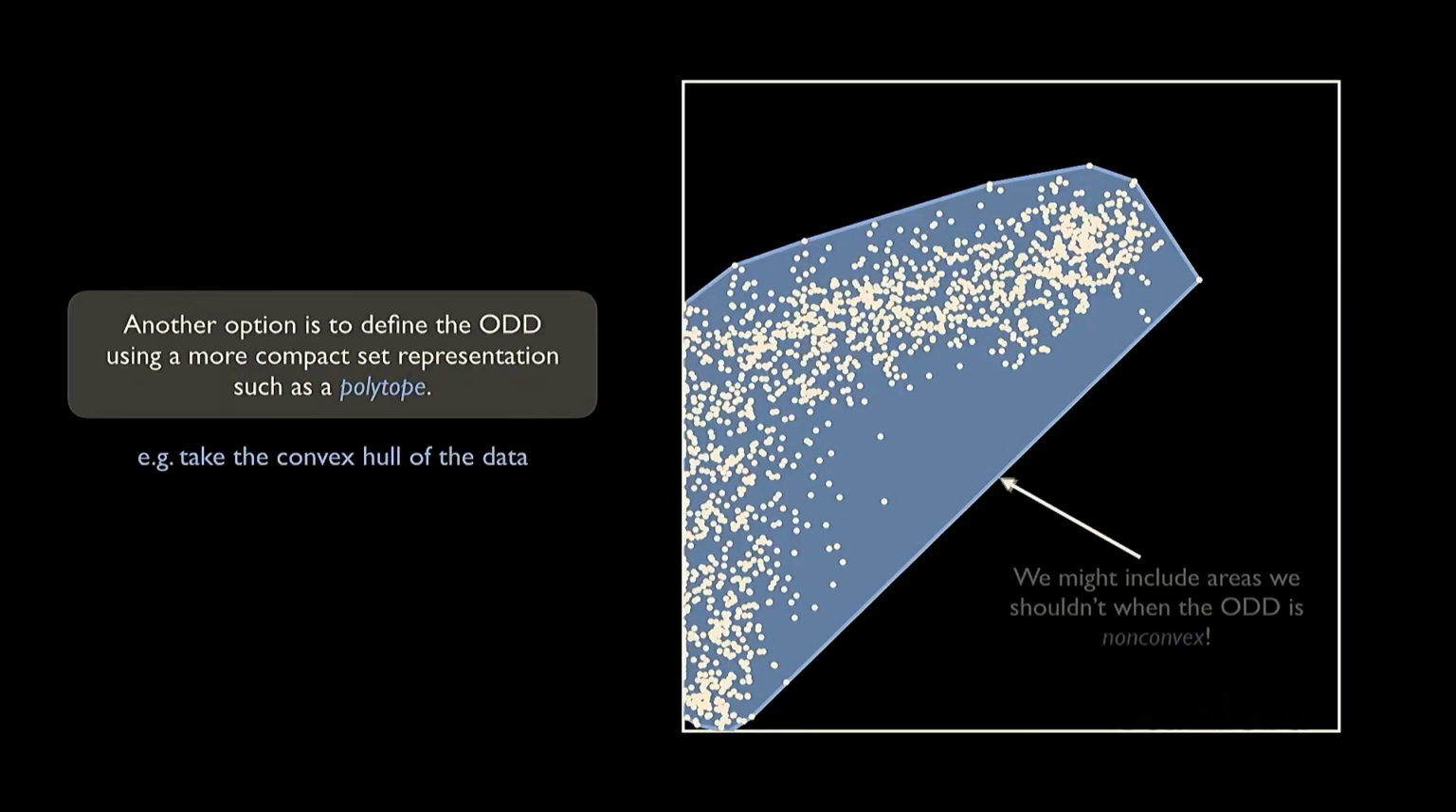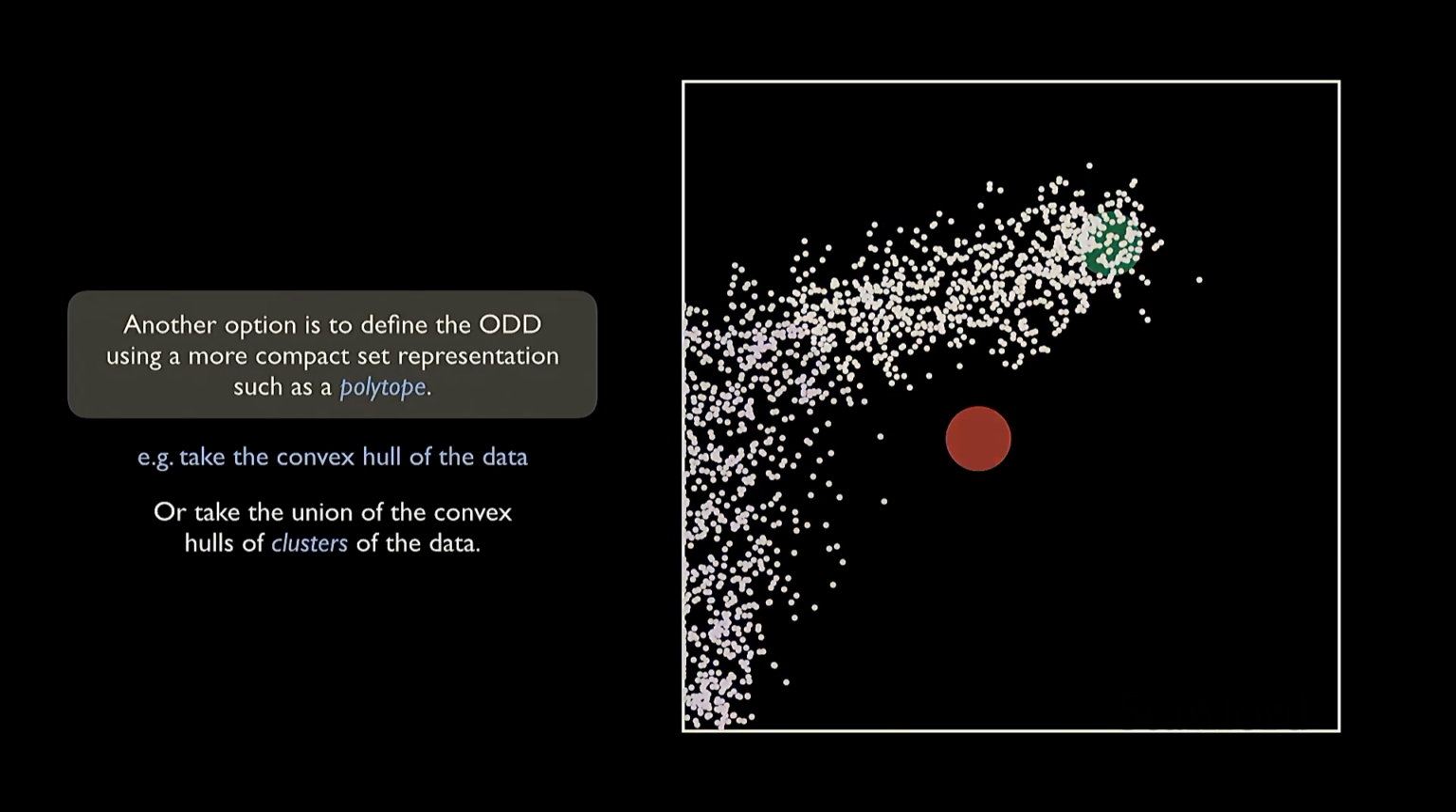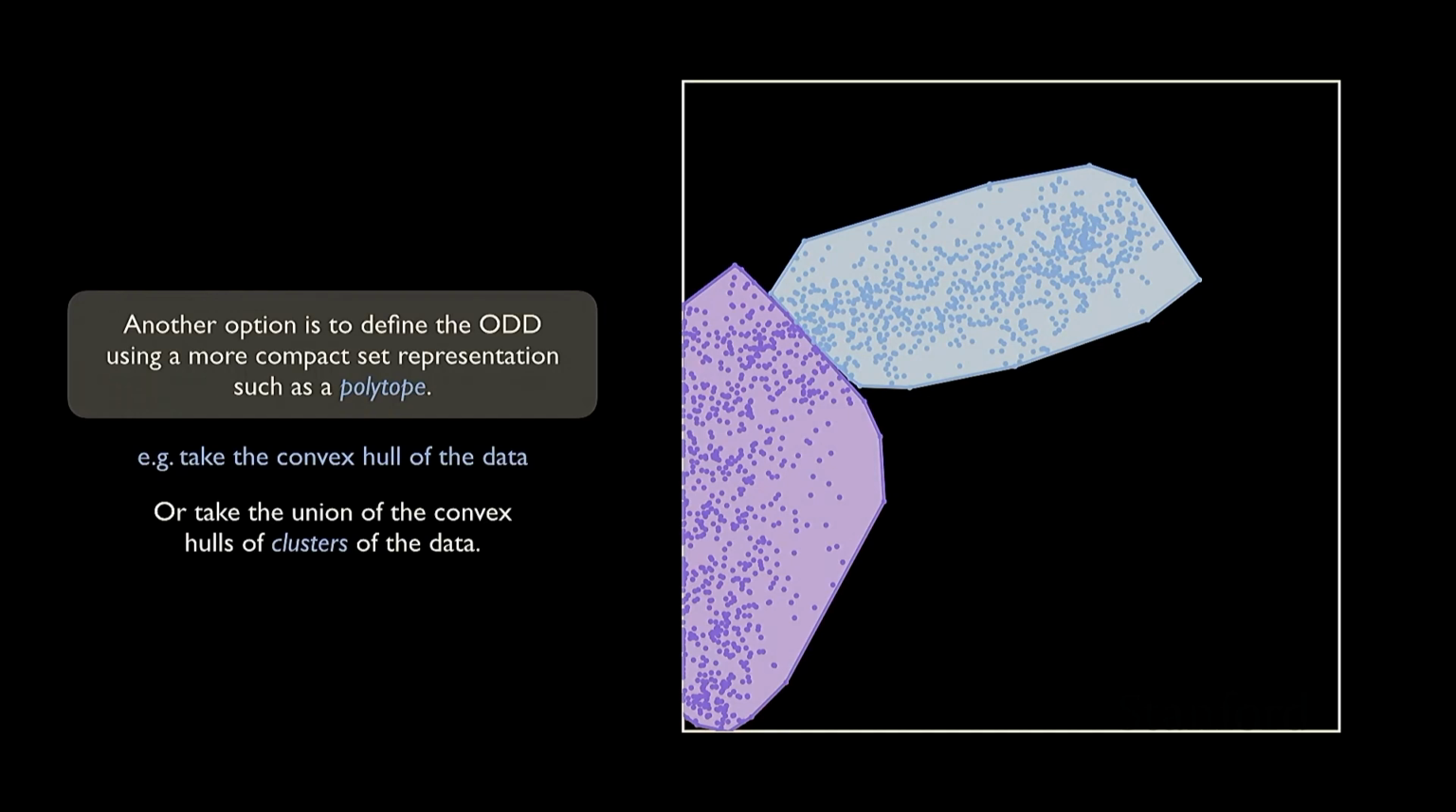There is one issue with this: our ODD seems to be non-convex, and if we just take the convex hull, we include a whole region that doesn't seem to be part of the operational design domain. So one thing we could do instead is cluster the data. Maybe we cluster it into two different clusters, the blue one and the purple one. Then we take the union of the convex hulls of both clusters, and we get a nicer shape. We could do that with more and more clusters to get a better shape.